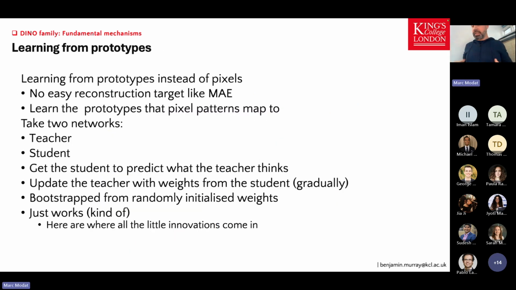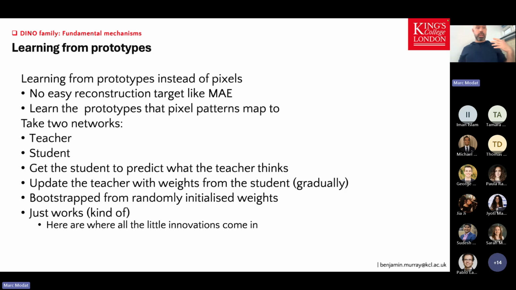So Mark is asking us to press on, so I should try to do so. So what we're doing with DINO, in comparison with, for example, another self-supervised foundation model technique such as masked autoencoding, is rather than deriving our losses from the pixels, we're deriving our losses directly from the prototypes, which means that there isn't an easy reconstruction target of what the pixels in this patch should be. Instead, what we're trying to do is learn the prototypes that the pixel patterns map to.